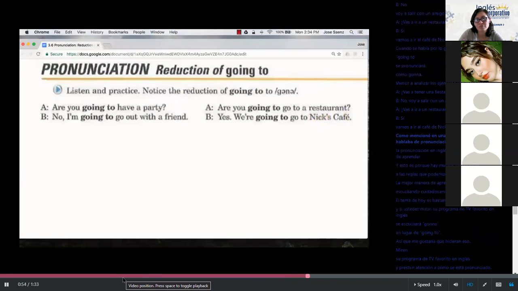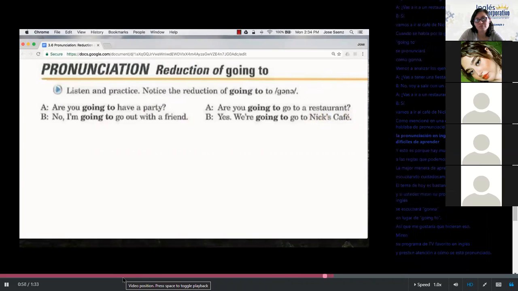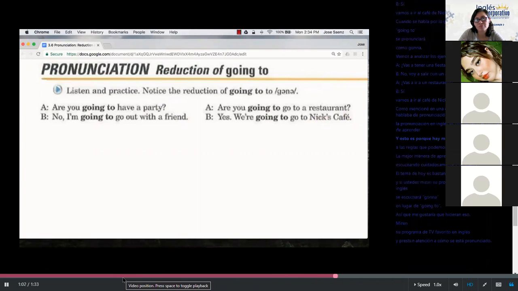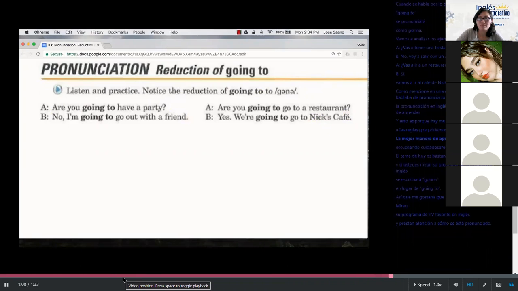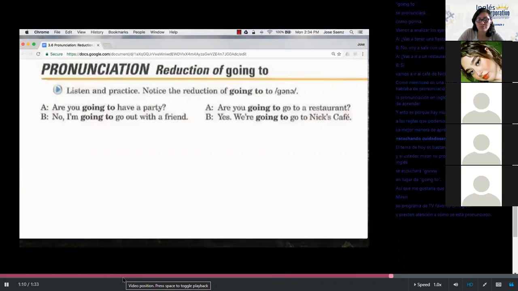As I mentioned in a previous class in which I talked about pronunciation, pronunciation is one of the most difficult things to learn in English. This is because there are many exceptions to rules that we may mention. The best way to learn pronunciation is by listening carefully and repeating.